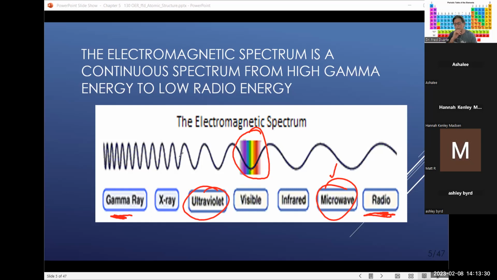Okay. And then above that, you've got the X-rays, very powerful, and the gamma rays, very strong. So be familiar with the scale: radio, microwave, etc. Knowing that the radio waves have the least energy compared to gamma rays.